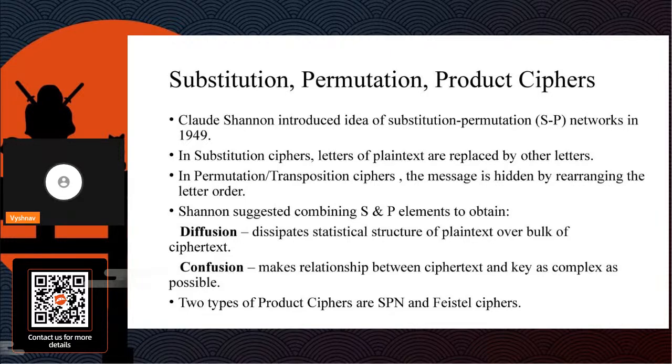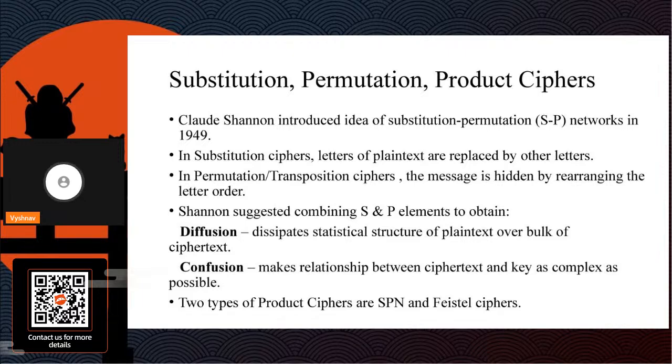There are two common techniques that are used to construct ciphers. Ciphers means cryptographic algorithms. They are substitution and permutation. In substitution, letters of plain text are replaced by other letters. In permutation, the message is hidden by rearranging the letter order. So basically, exchanging the position of the letter order.